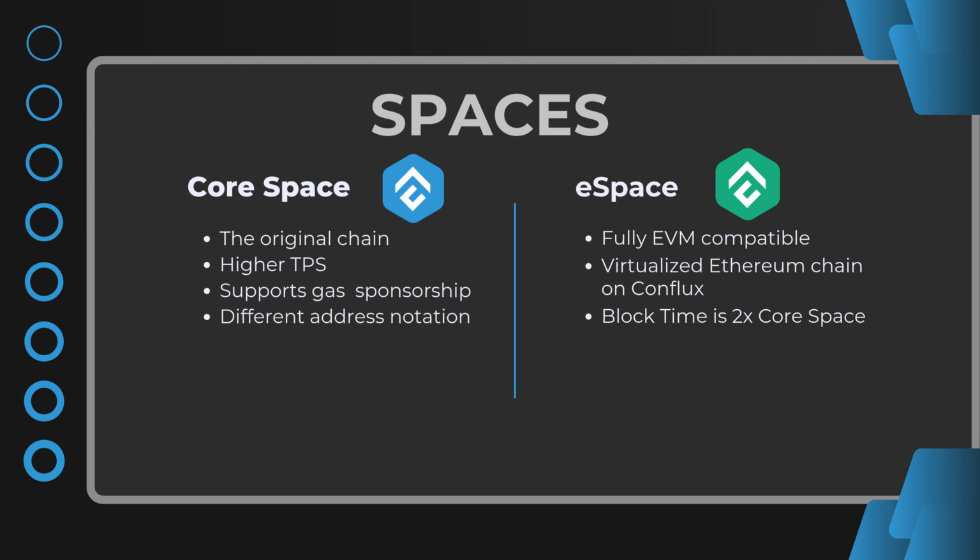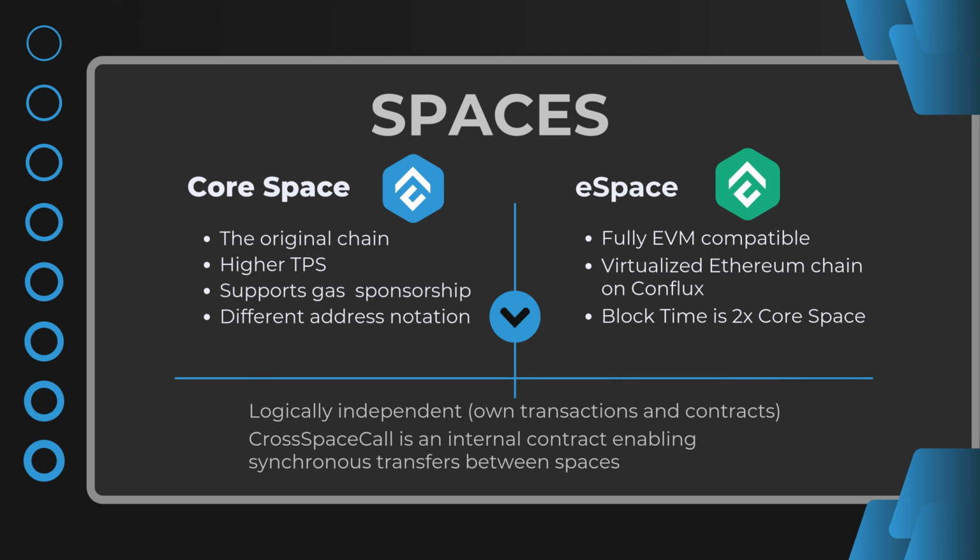Both spaces have low gas fees. These spaces are logically independent. They have their own transactions, contracts, and addresses, but they're linked through the cross-space call internal contract, which enables communication between them. It's important to note that while these spaces are independent logically, they share the same consensus layer. The same proof of work and proof of stake mechanisms work for both.